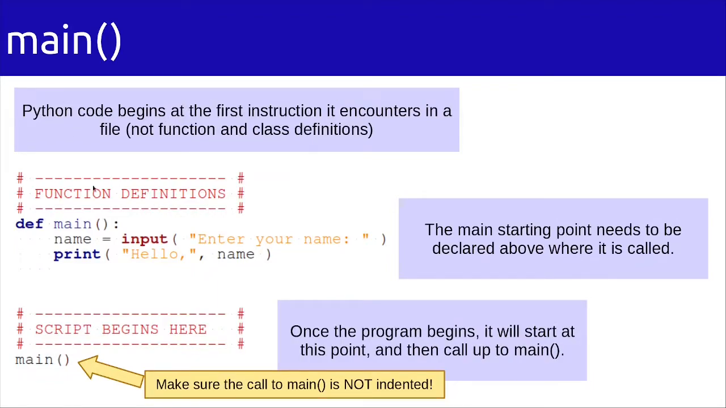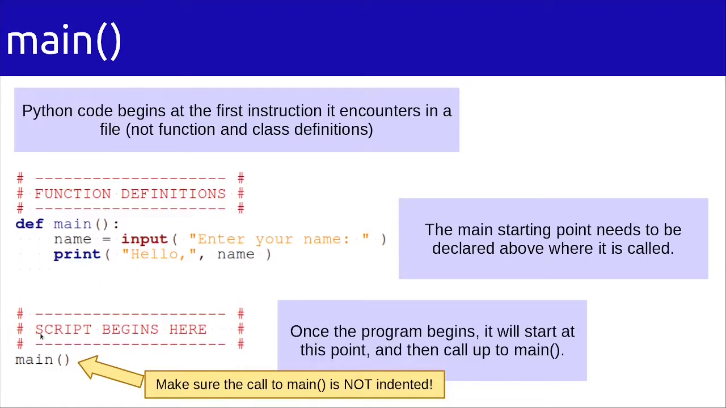So let's say we define our main function. It does not need to take any parameters, and it doesn't need to return anything. It can just have code for the program. This program just asks for your name and says hello. So this is the function definition.